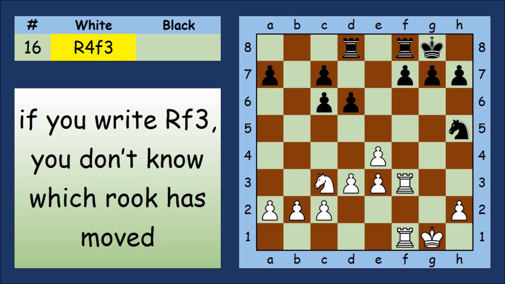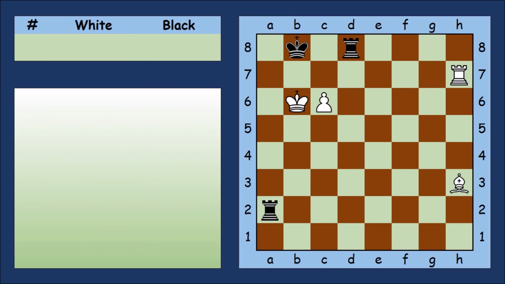OK, there are just a few more things to learn, so let's jump forward to the end of another game. In this position, it is white to move. In fact, it's going to be checkmate in 2 moves. Let's watch what happens.